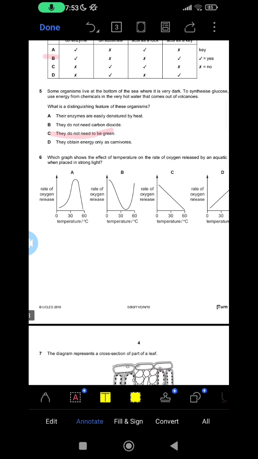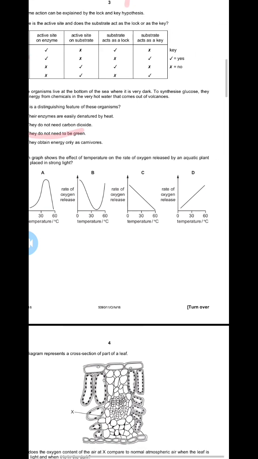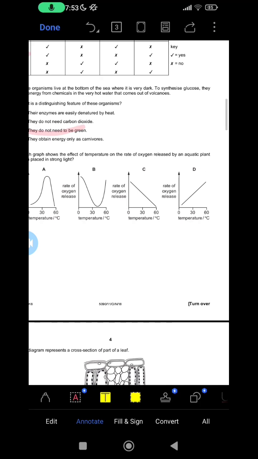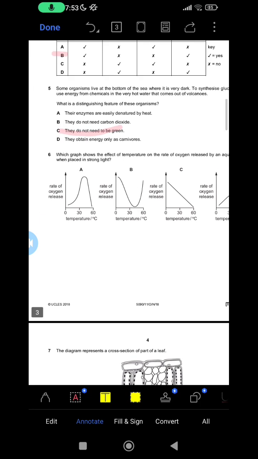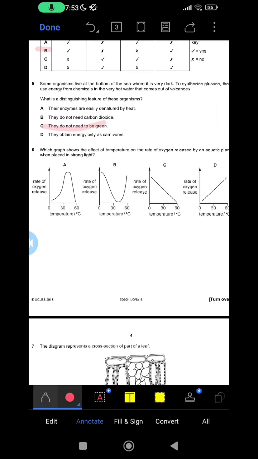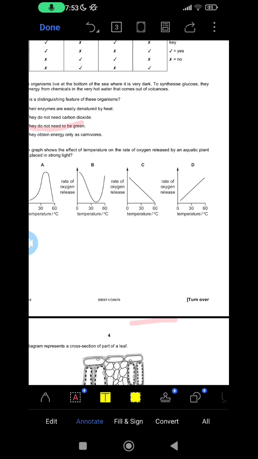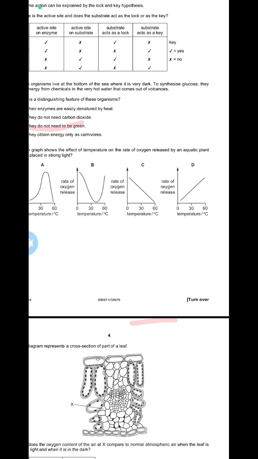Now, which graph shows the effect of temperature on the rate of oxygen released by an aquatic plant when placed in strong light? Alright, now as we know, the answer will be A. Now let me just show you why the other answers are incorrect. D part is not correct because as the temperature increases, oxygen does increase, but only up till the optimum temperature. After the optimum temperature, the rate of oxygen release will decrease. So D is incorrect.